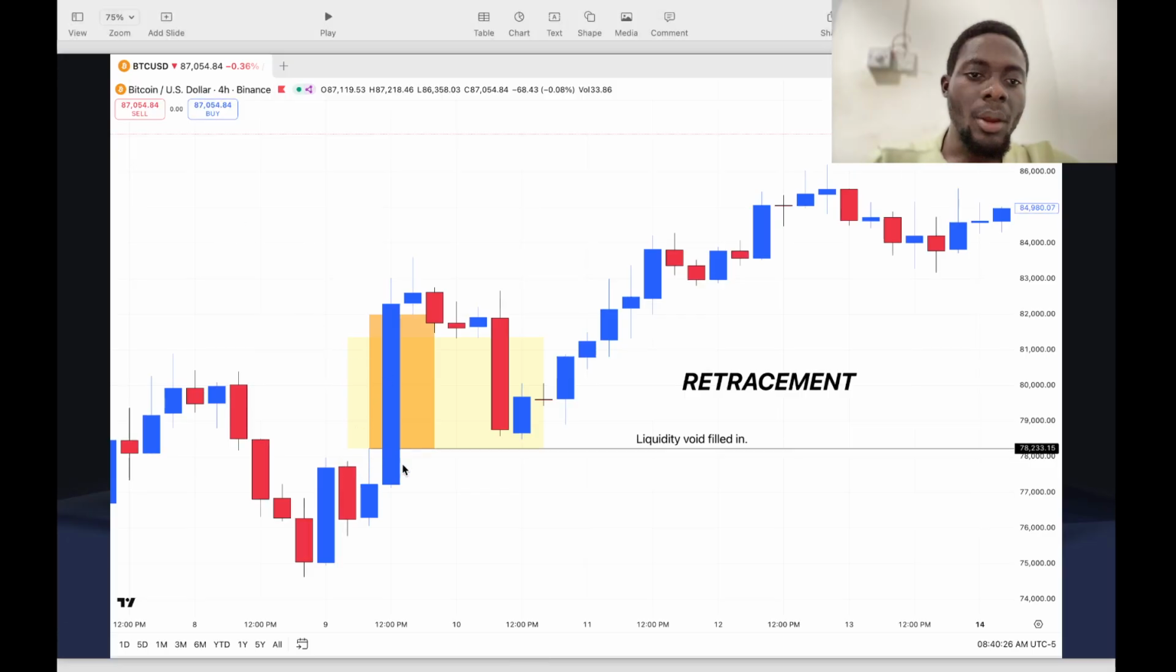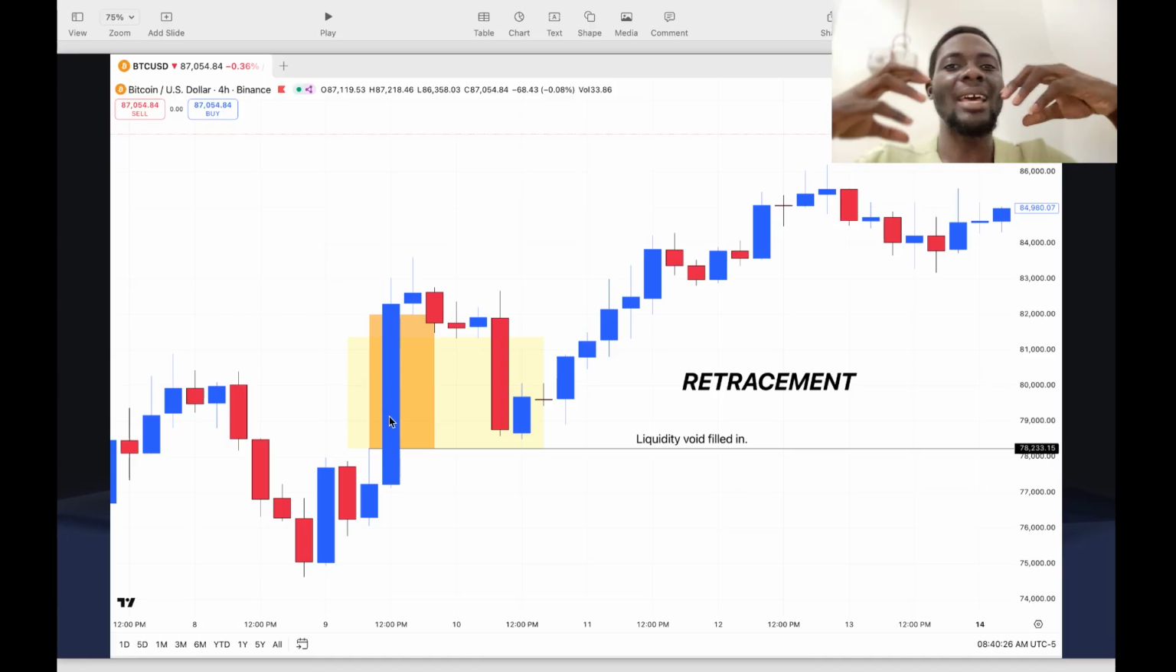So we see price expanded. This is an order block on the higher time frame, but let's forget about the order block. We are focusing on expansion. Price expanded, and then what did it do? It came back into the range that it expanded from. You see, this whole place is what we call a fair value gap. It can also be called a liquidity void. So this whole place is a void.